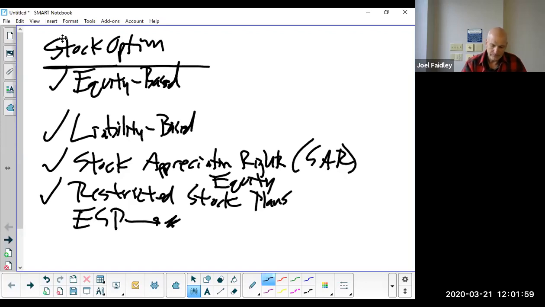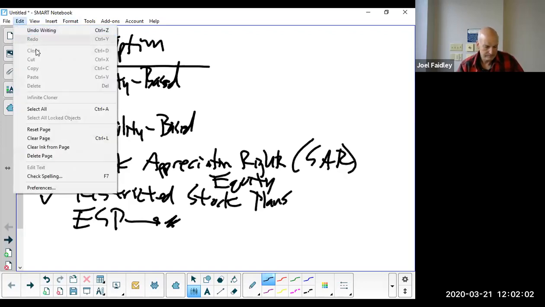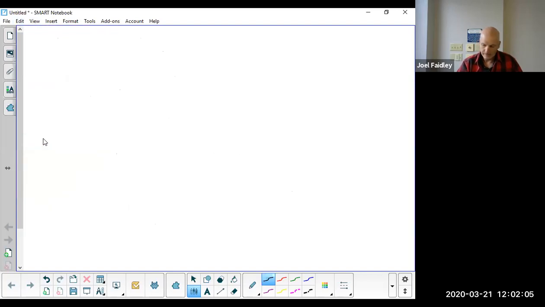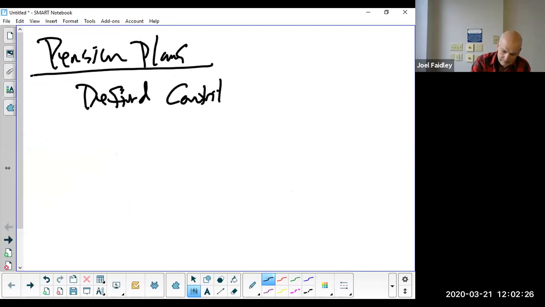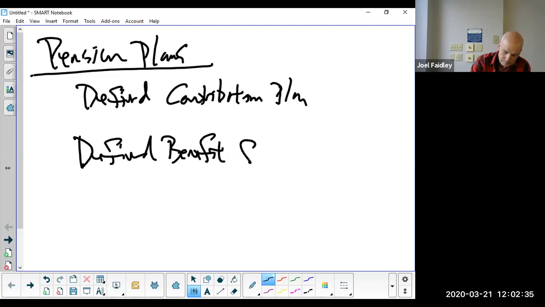The other half of this chapter is all about pensions, what we all want, especially when we get older. Pension plans. And under pension plans, you've got what's called a defined contribution plan and a defined benefit plan. Wish I had a big board to write on, but I don't. Defined contribution versus defined benefit.